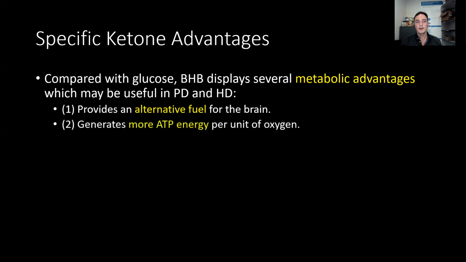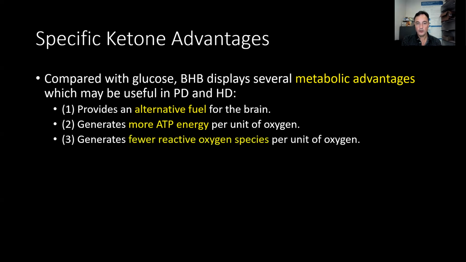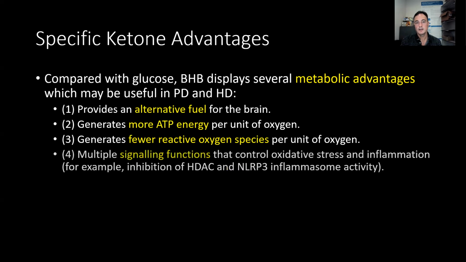Beyond that, the ketones generate more ATP energy per unit of oxygen. For those biochemistry aficionados, you can go ahead and look up why this is, but it basically involves a significantly increased flux of intermediates through the TCA cycle. Ketones generate fewer reactive oxygen species per unit of oxygen at the same time. So therefore, they are not only producing more energy per unit oxygen, they are actually a so-called cleaner fuel per unit oxygen, producing fewer damaging oxygen species.